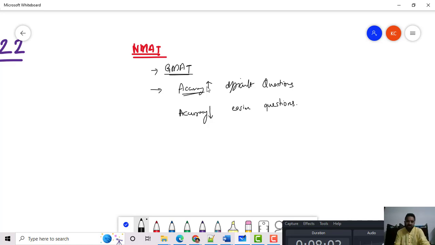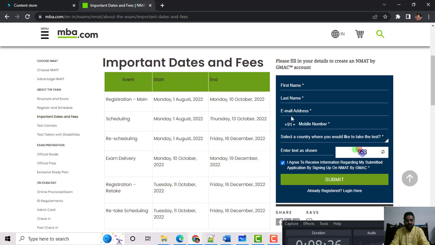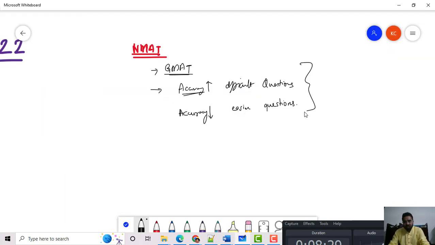Those kinds of skills are not required in NMAT, though they play a very important role in exams like CAT and XAT, where the difficulty level is higher and you have to select questions. You cannot be 100% accurate, but you can be, because you are selecting the right kind of question. So that is something you can keep in mind. Here, you have to attempt all questions, like GMAT.